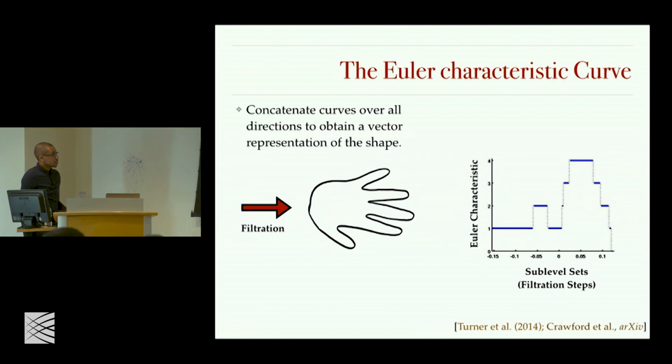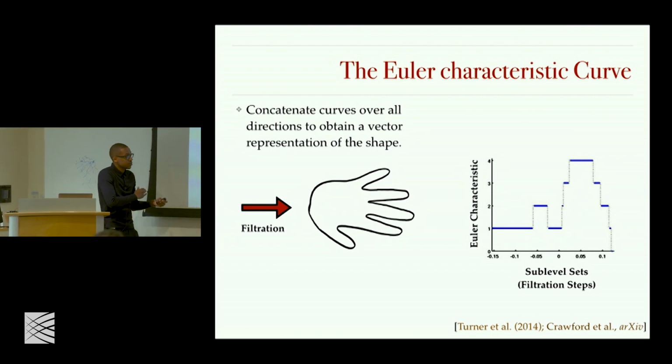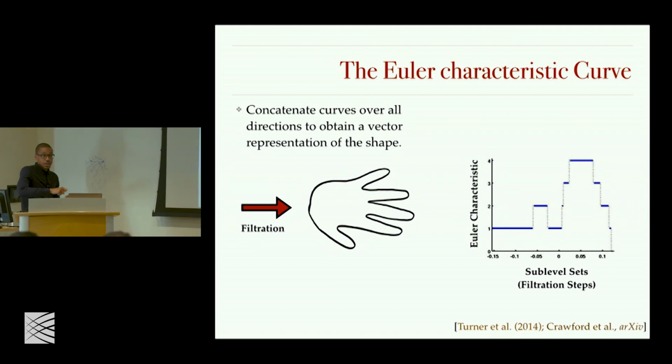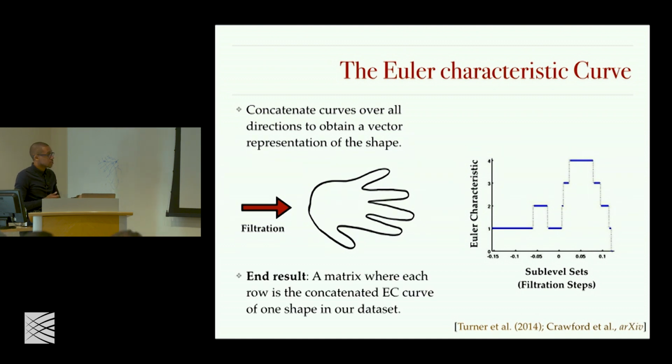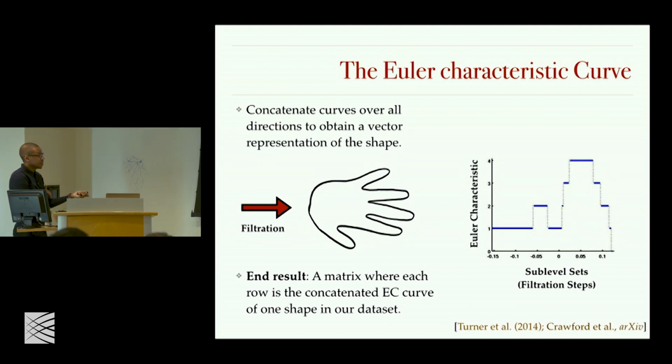Okay? So now what I end up getting, if I concatenate all curves, let's say I take that shape and I rotate my hand in many different directions, and I count the Euler characteristic all across these different directions, and I concatenate them, now I have just one really long vector representing the Euler characteristic of my hand in many different directions. And so my end result, after doing an analysis with the 2D shape, or even what I'm going to show you with 3D shapes, is just a matrix where each row is a concatenated EC curve for a shape in our data set.